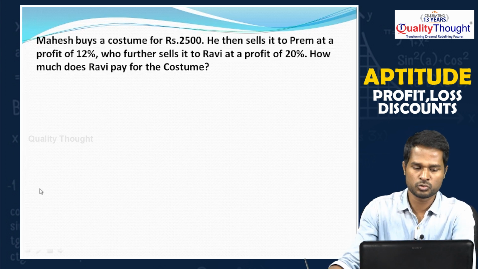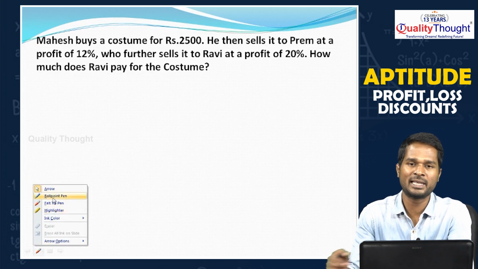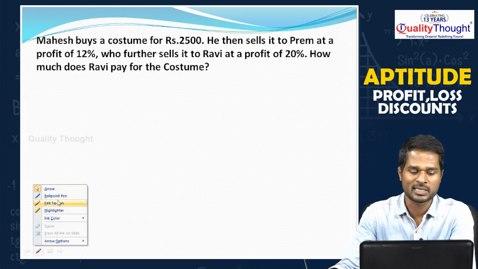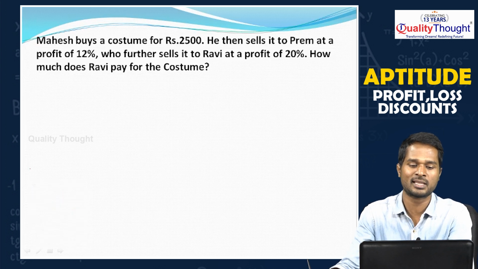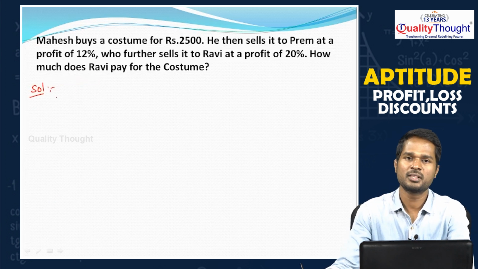There are many methods to solve these types of questions. That means, in this type of question, the multiple sales process will happen. I will buy something and I am going to sell it to another person. Like that, we will sell the same item multiple times. Then let us see a couple of methods to solve this question. So, let us see the first method.